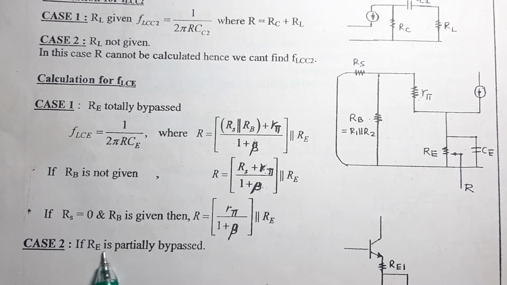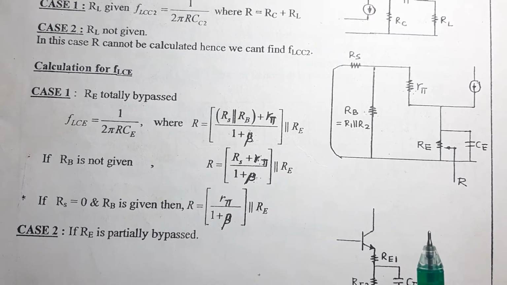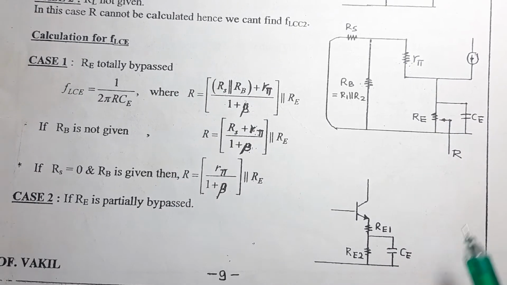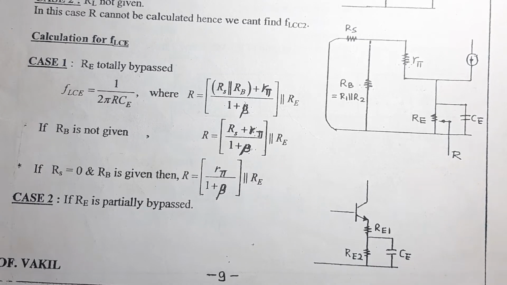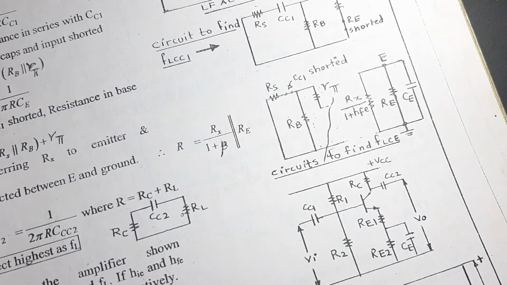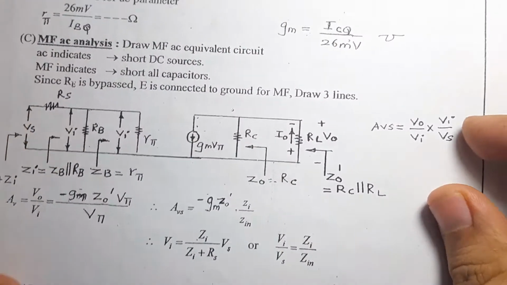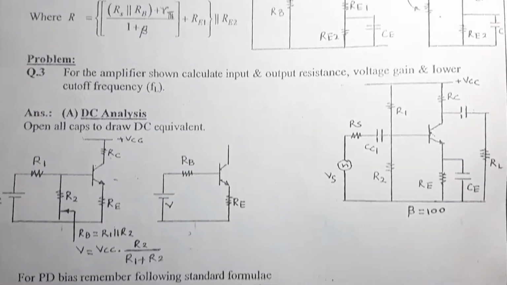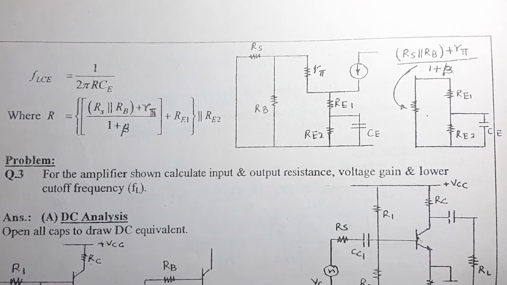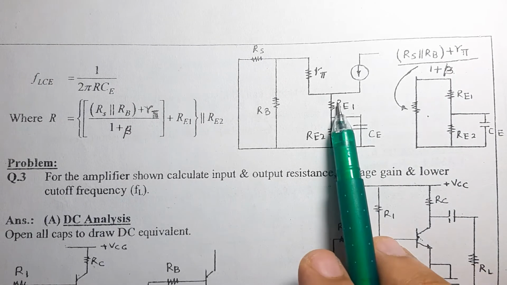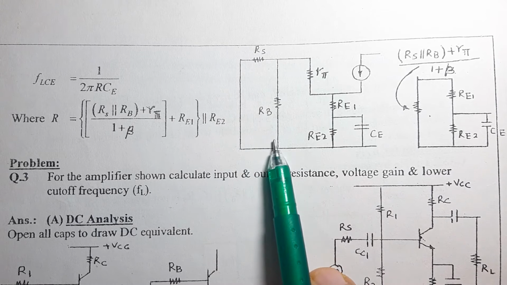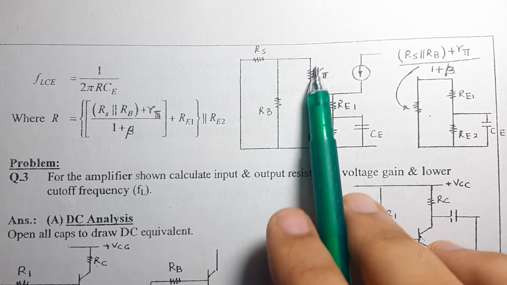Case 2: suppose your RE is partially bypassed, as in the circuit diagram over here. Let's see the AC analysis for that also, so that it becomes easier for my students to understand. Now in that case, if this is the circuit diagram, can I say this entire configuration will remain the same?